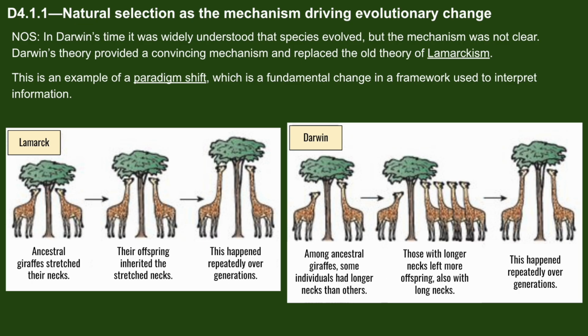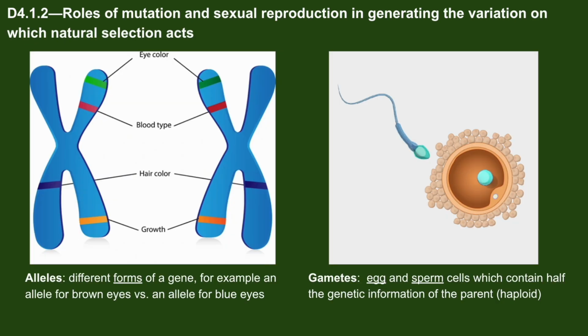Okay, we've briefly talked before about Lamarck versus Darwin. Understand that before Darwin came along, the overwhelming understanding was individuals passing on traits that they acquired during their lifespan, known as Lamarckism. And so Darwin's theory of natural selection was a paradigm shift, a massive change in what was generally believed.